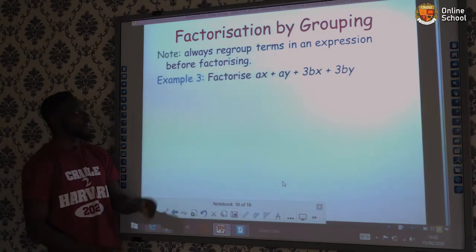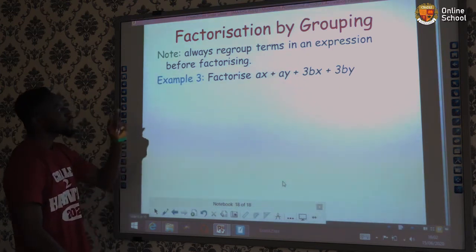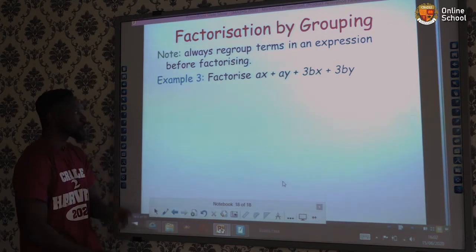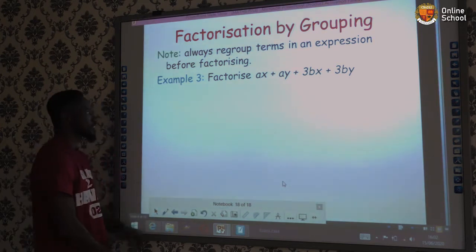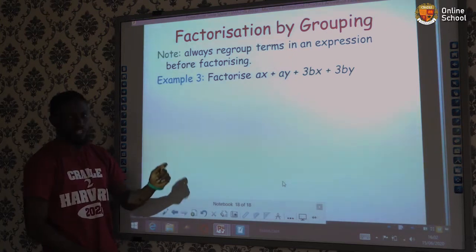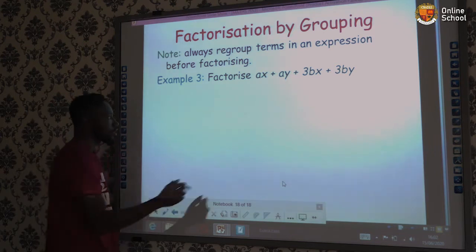All right, so factorization by grouping, which is the second objective we want to achieve by the end of this class. It says, note, always regroup terms in an expression before factorizing. Make sure you regroup your terms before you start factorizing. Look at this example 3. Factorize ax plus ay plus 3bx plus 3by. Let's solve.